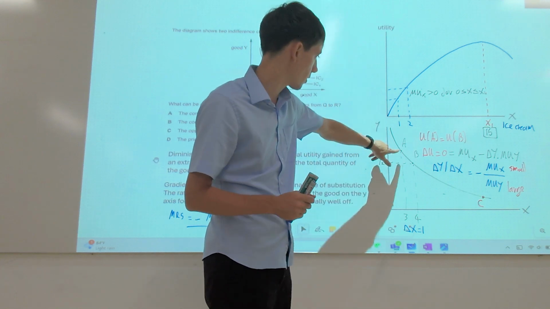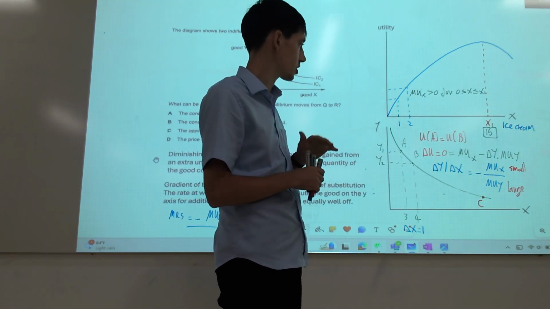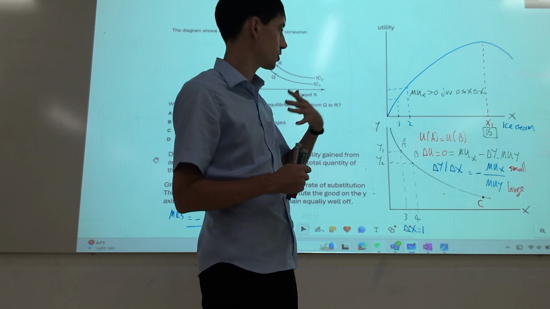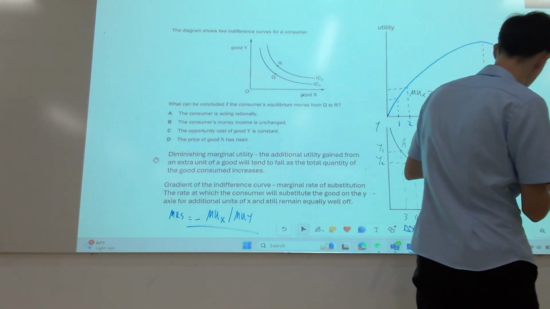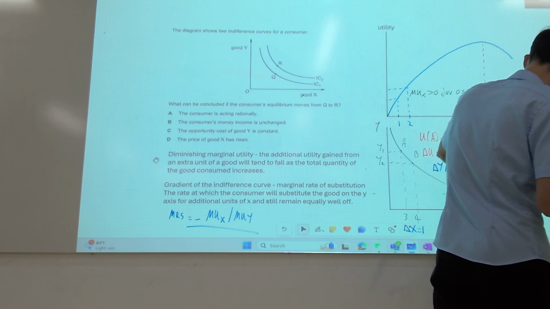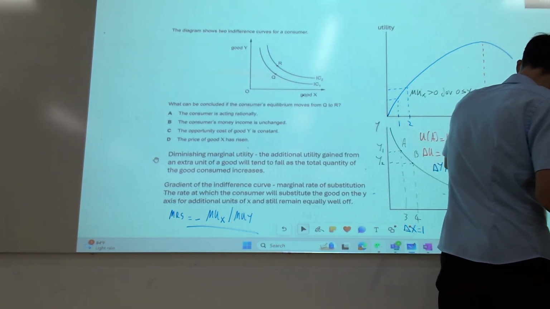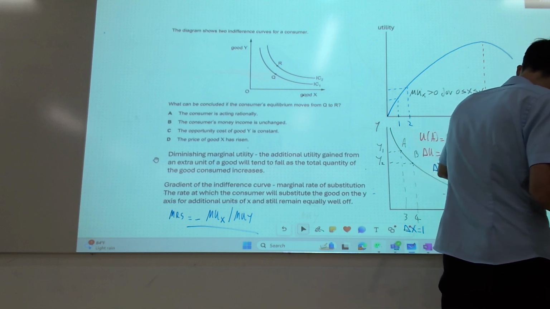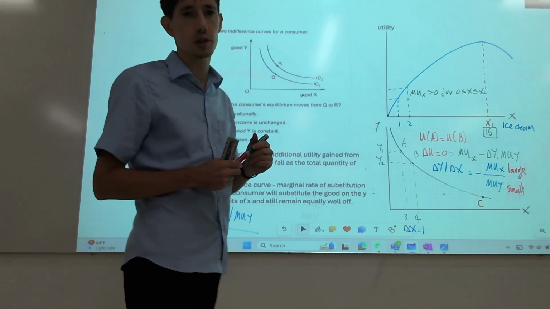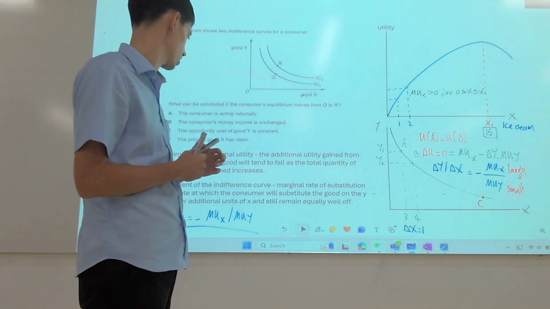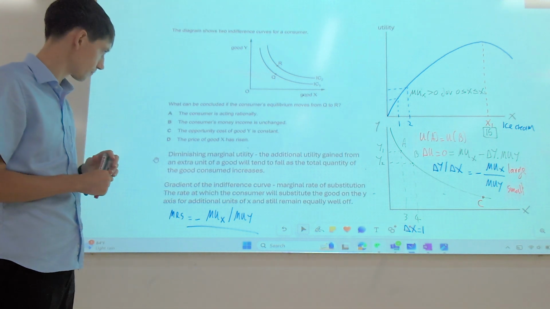Reverse it. If we're at point A, we have a small amount of x and a relatively large amount of y. If somebody offers you an additional unit of x, you might be willing to give up a relatively large amount of y to gain that additional unit of x. The marginal utility of x will be large, the marginal utility of y will be small, and the gradient will be relatively large in absolute terms. So this is where the gradient of the indifference curve comes from.